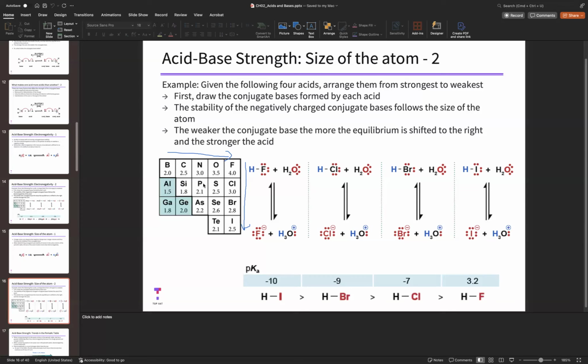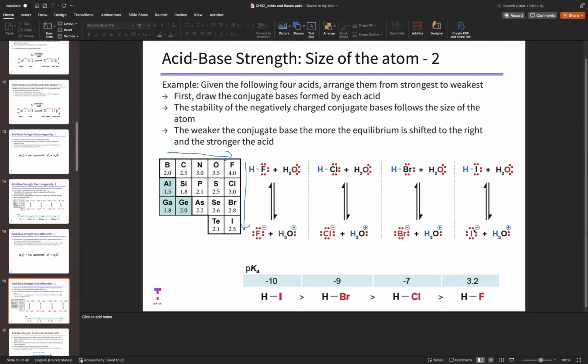Because when you go down a group like this, the size blows up a lot because we now have a new shell. This is your n equals 2 shell to n equals 3 shell to n equals 4 to n equals 5. So the size of iodide is more than 5 times the size of fluoride if you are actually to look at the actual size of the atoms and ions.